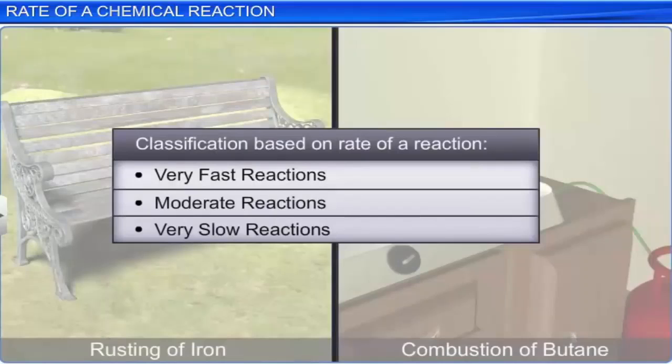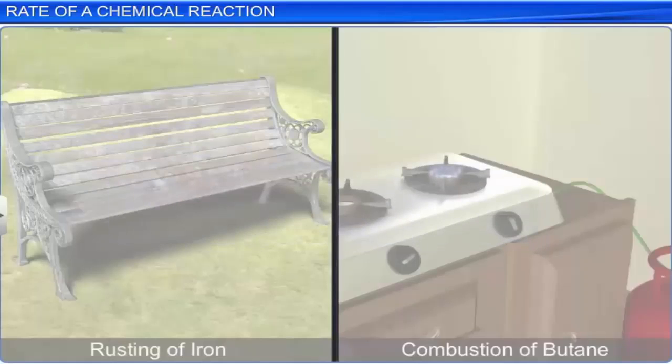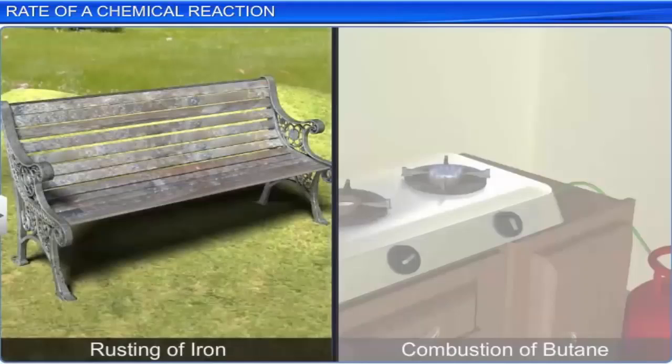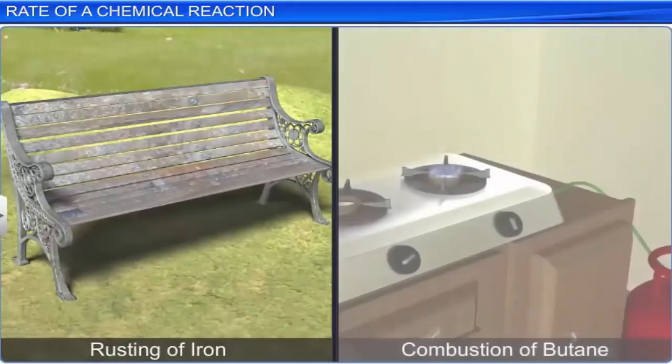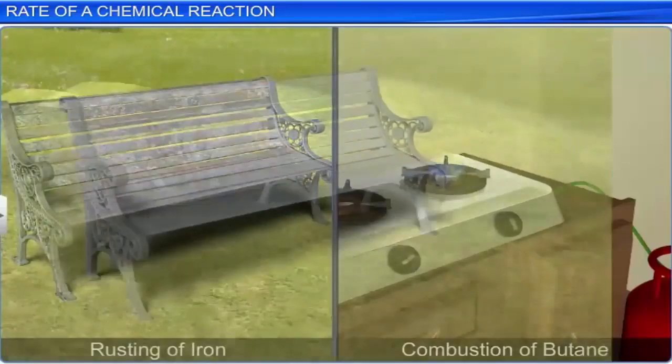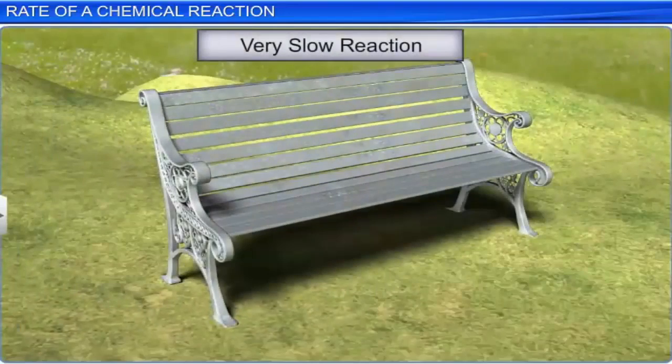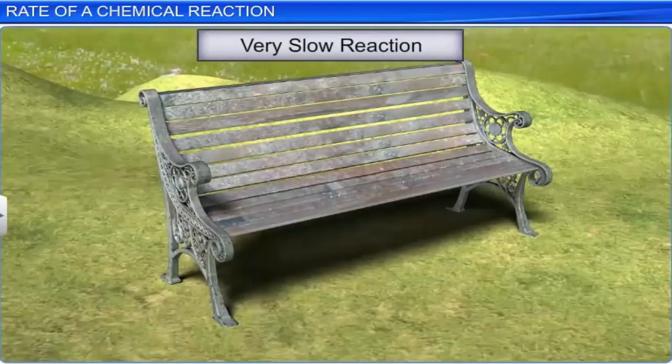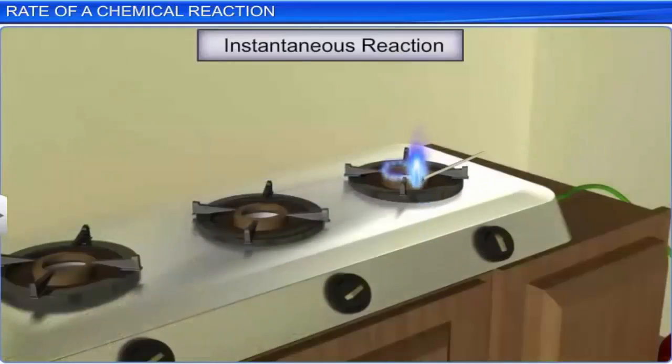In our daily lives, we see various chemical reactions taking place. For example, the rusting of iron in the presence of humid air and the combustion of butane, the main component of LPG. While the rusting of iron is a very slow process and may take years, the burning of butane is instantaneous.